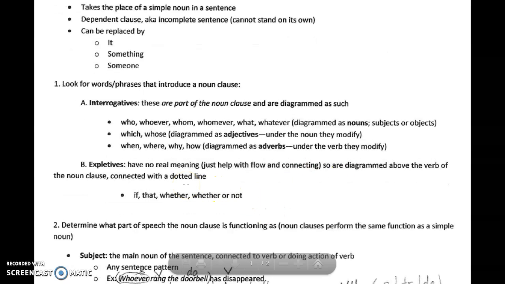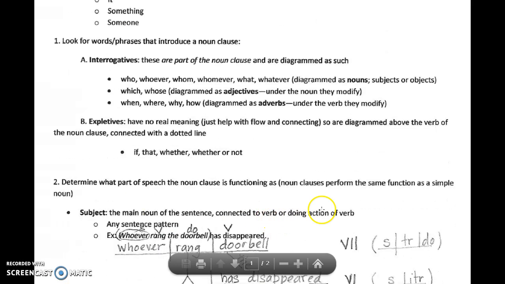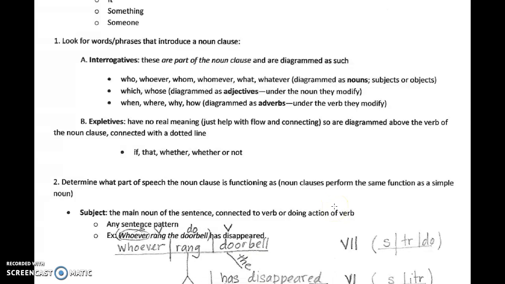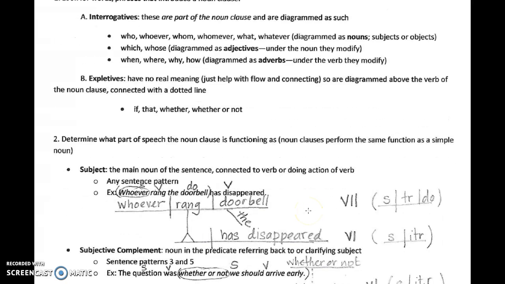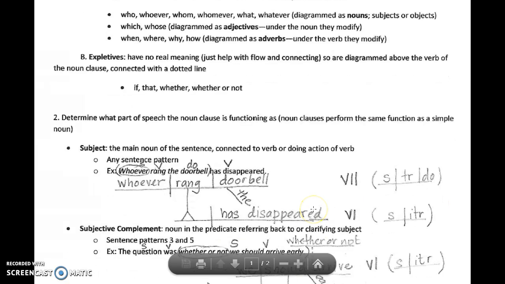Expletives carry no real weight or meaning in the sentence. They're just there to help the flow and to help it feel right. So they're diagrammed above the verb with a dotted line. And some common ones are if, that, whether, and whether or not. Once you've determined that there's a noun clause and you've found those trigger words, I tend to circle those and then I underline the noun clause. And then you need to determine what part of speech the noun clause is functioning as. And keep in mind, it's filling those same roles that those simple nouns do in the diagrams.